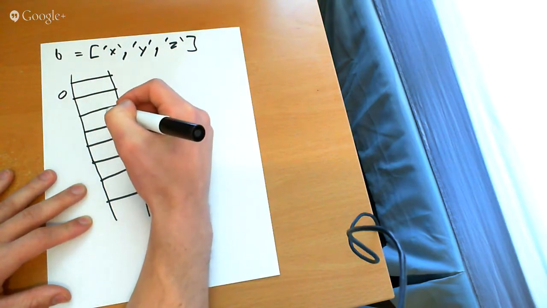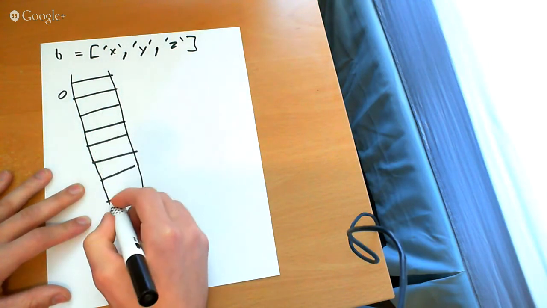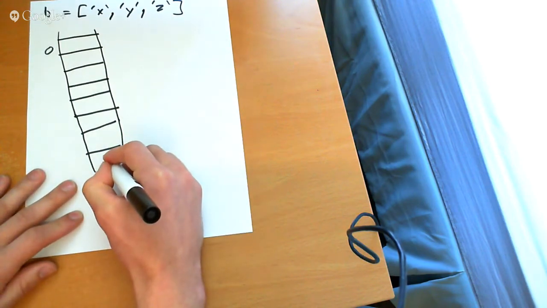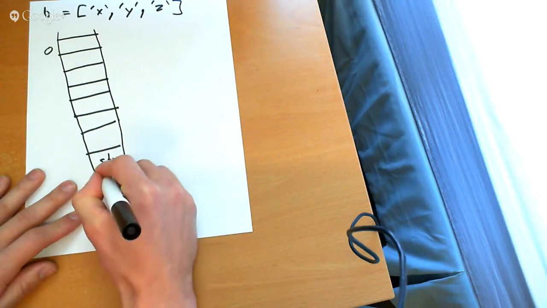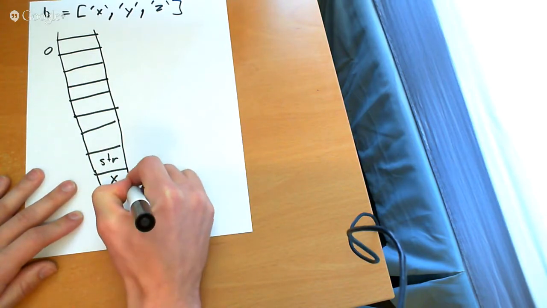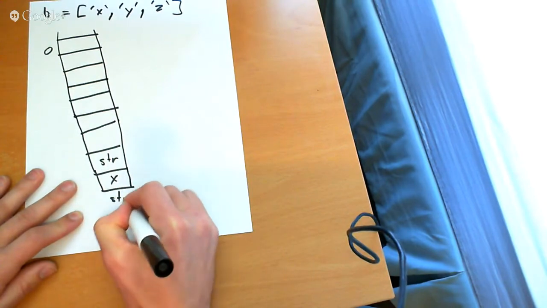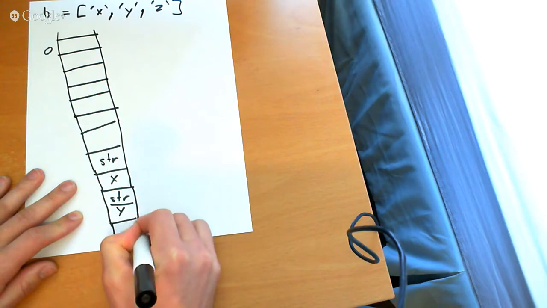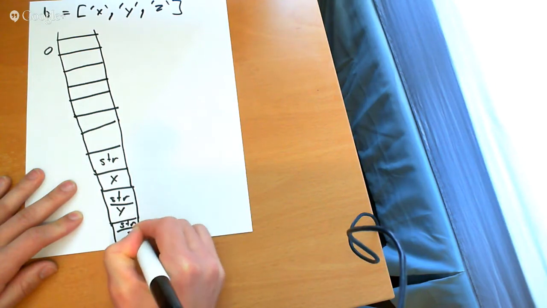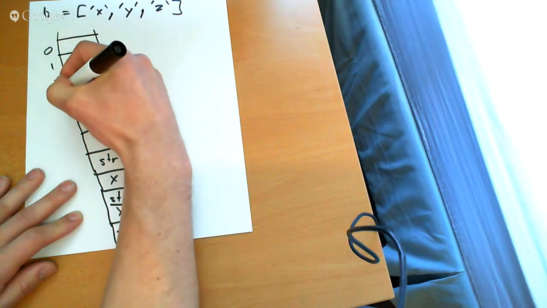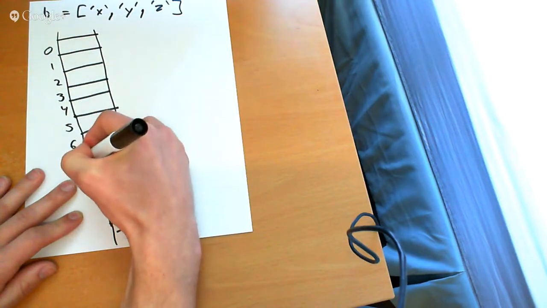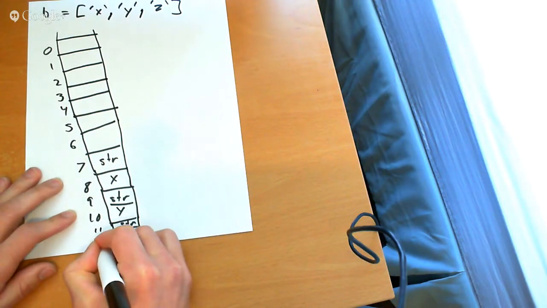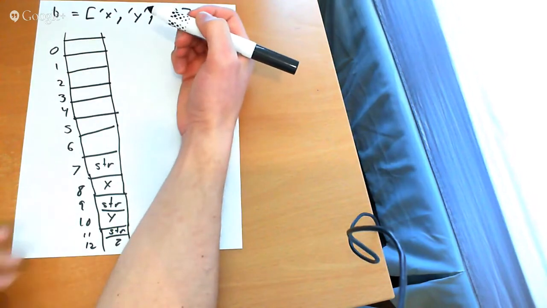Let's say it's going to create the X down here. It might say it's a string, and then it might just put the value of X. And then it might do the same thing for string Y, and then string Z. And if this is memory address 1, 2, 3, 4, 5, 6, 7, 8, 9, 10, 11, 12, what it might put in is something like this.